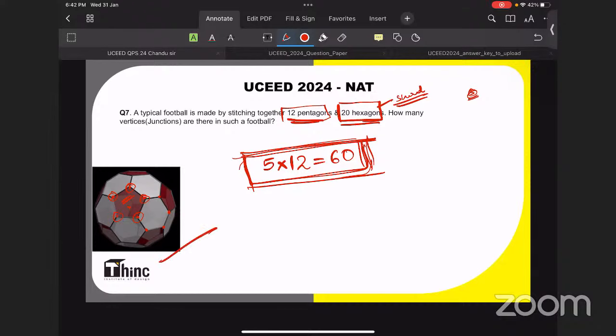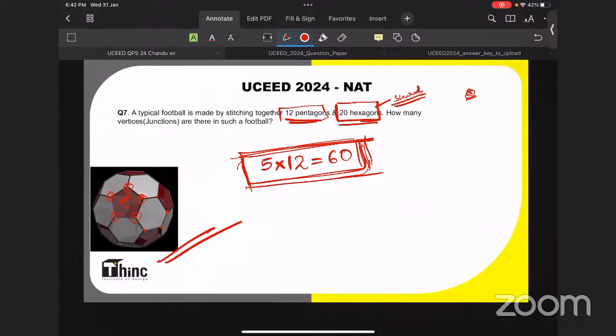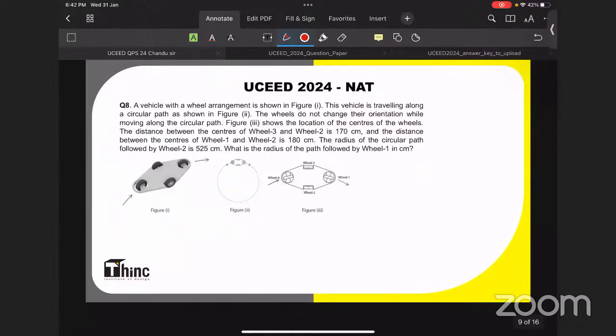For your better understanding, I included this figure. Actually, it was not in the question paper. And a similar question was repeating year by year. And the next question is an interesting one. A vehicle with a wheel arrangement is shown in the figure.